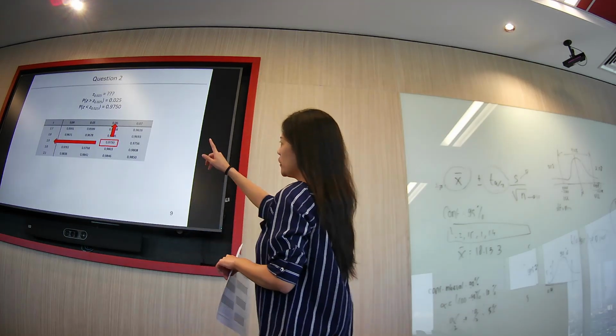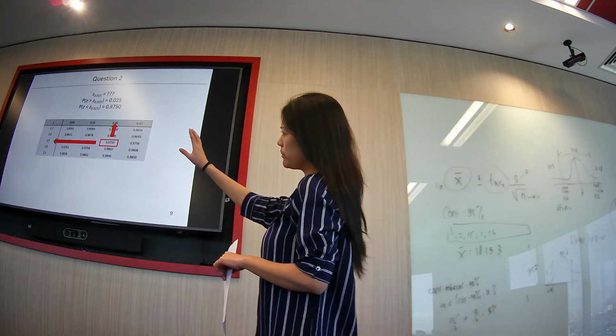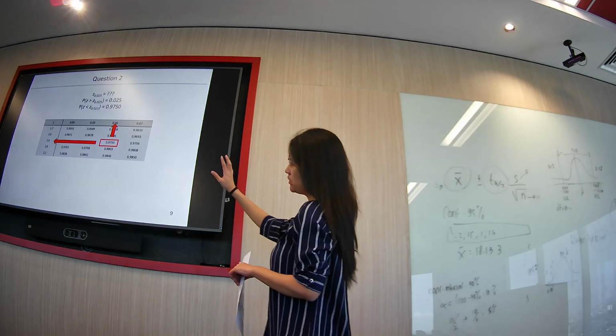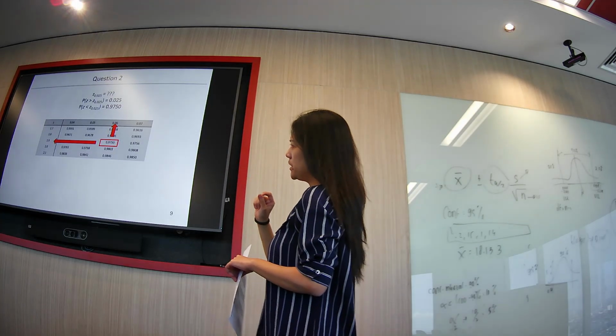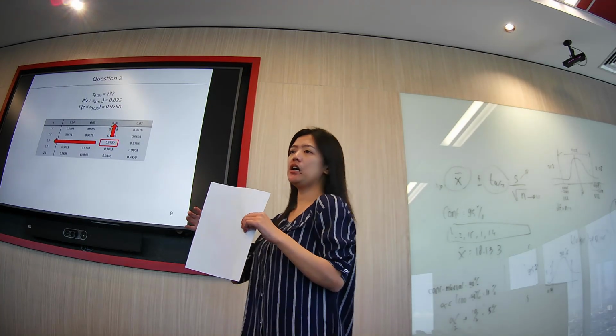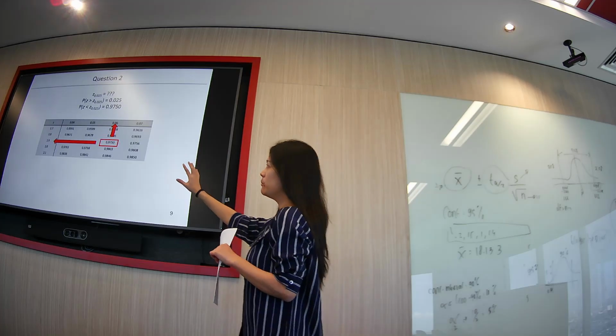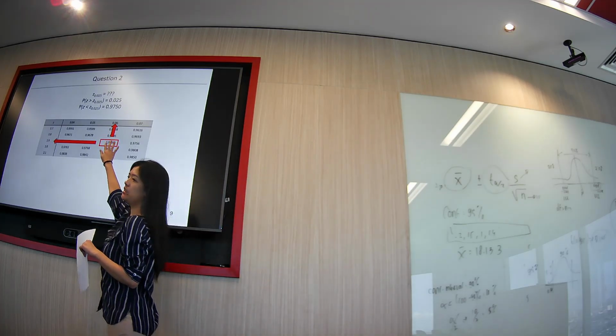Okay, not sure with that one. Should have something like 1 minus something, right? Or the symbol, I think, is a bit weird. But yeah, let's forget that one first. But you know how to find this one.